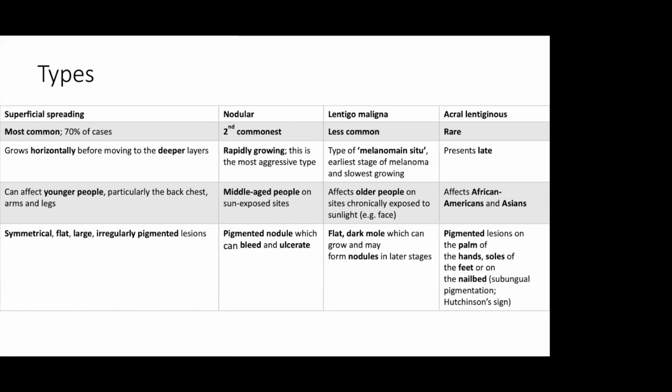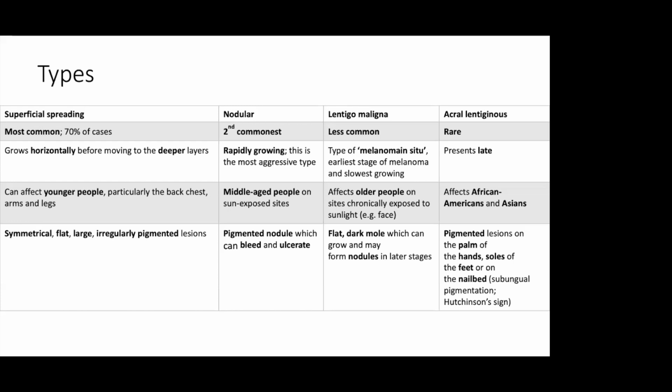So the most common type of melanoma is called superficial spreading, occurring in 70% of cases. These typically affect younger people and are found usually on the chest, arms, or legs. They have an irregular pigmentation, and in subsequent slides, I'm going to show you some images to help you visualize this a little bit more easily.